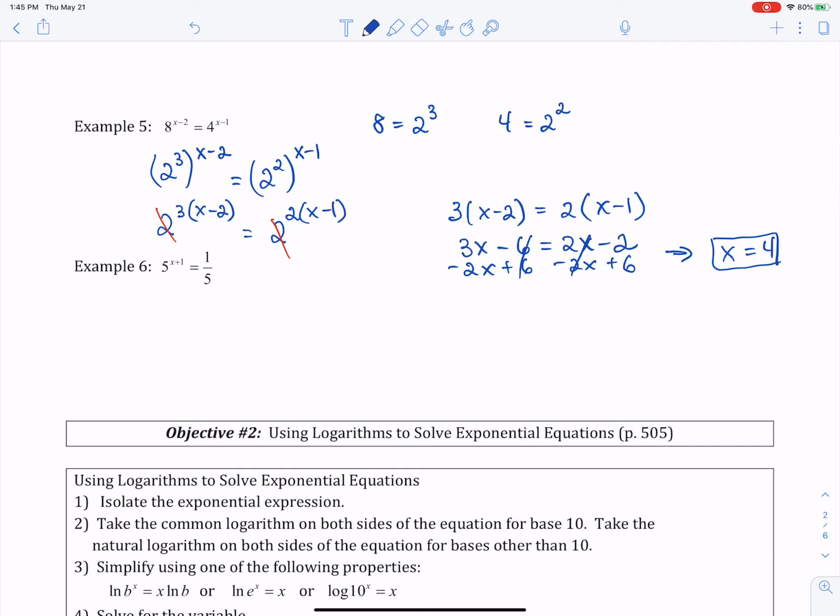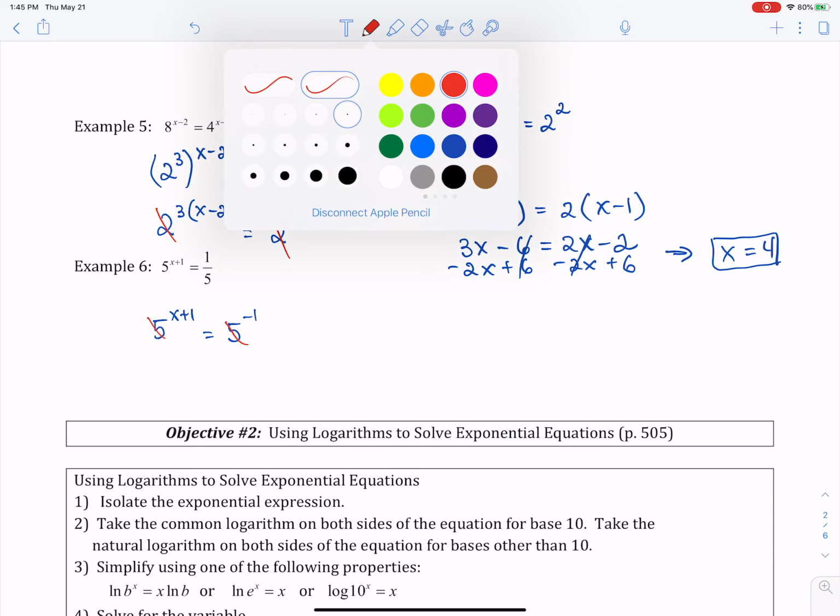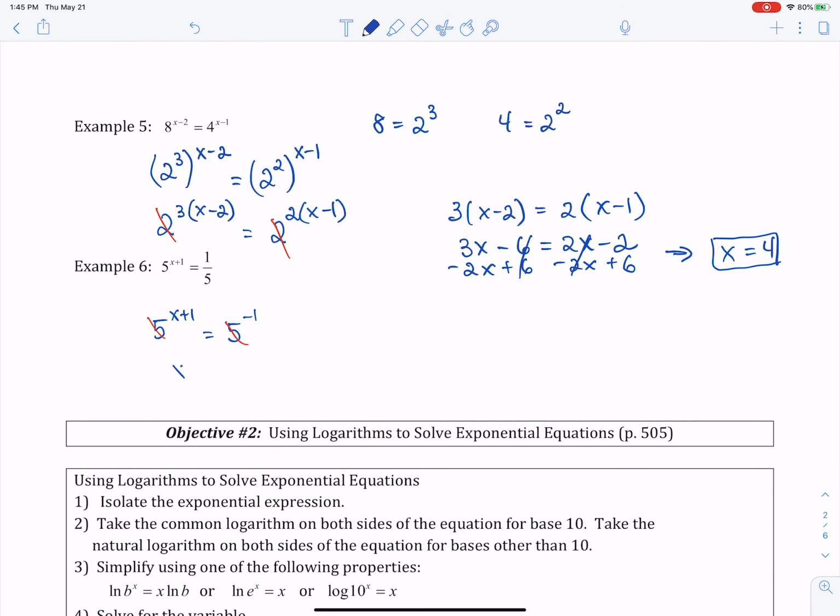Then 5 to the power of x plus 1, and 1/5, to become 5, that's the same as 5 to the power of negative 1. Again, the base is the same, so x plus 1 needs to be negative 1. Subtract 1 from both sides. x is equal to negative 2 is our final answer.